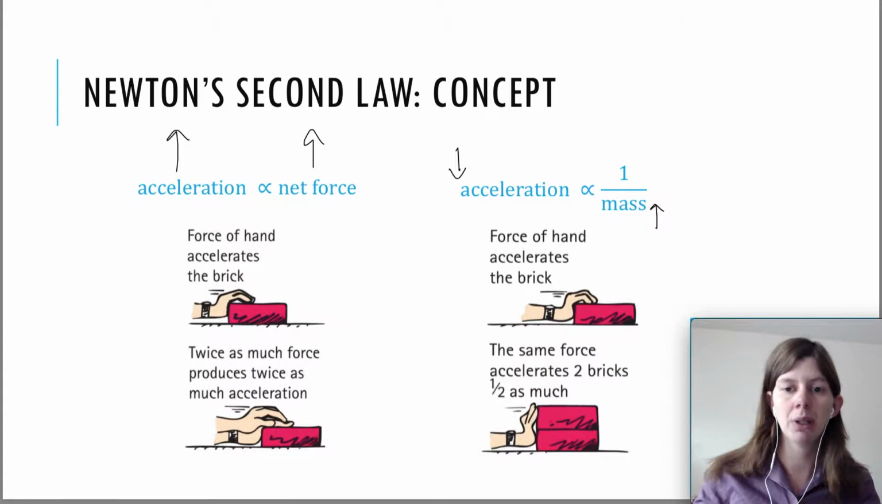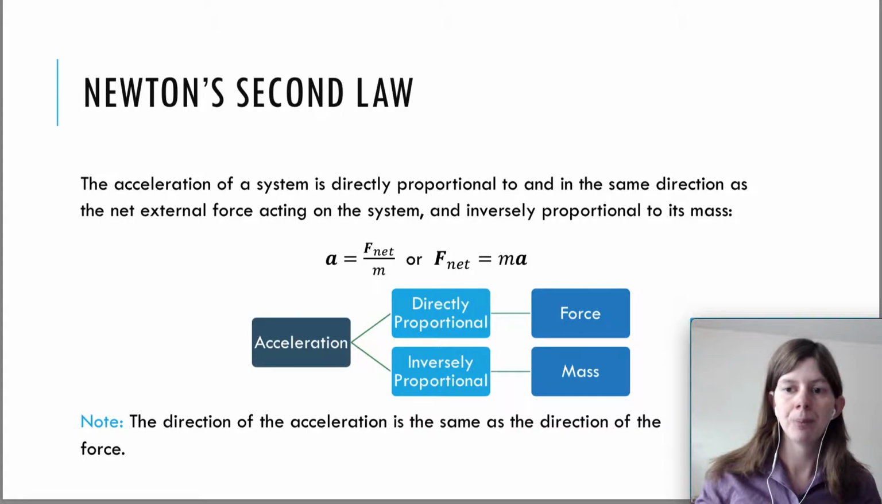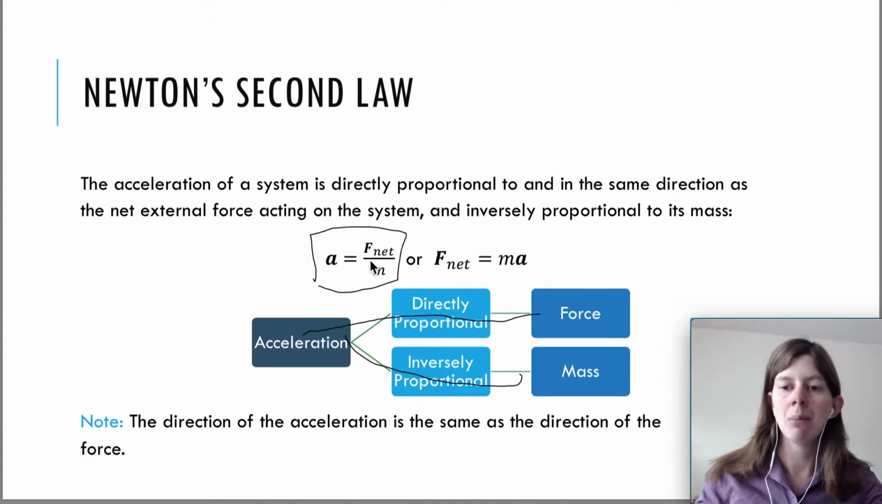Now we're ready to put this together to get Newton's second law. Newton's second law says that the acceleration is directly proportional to, and in the same direction as, the net force, and inversely proportional to the mass. It's just repeating what we just said, but it now gives us an equation form. Most of the time we will see Newton's second law rewritten as F equals ma, but I like a equals F over m because that gives a more conceptual understanding.